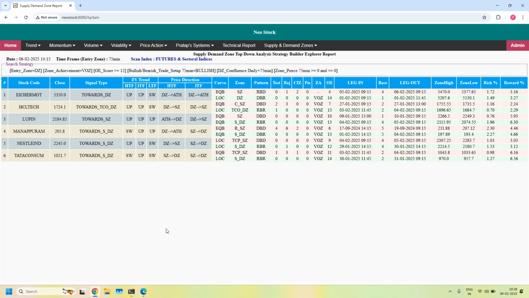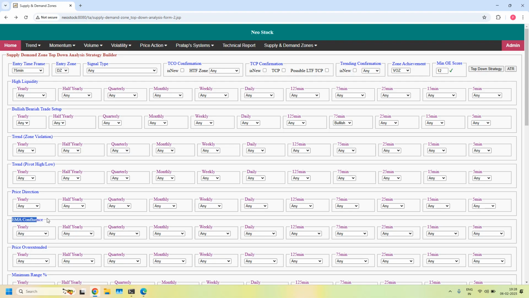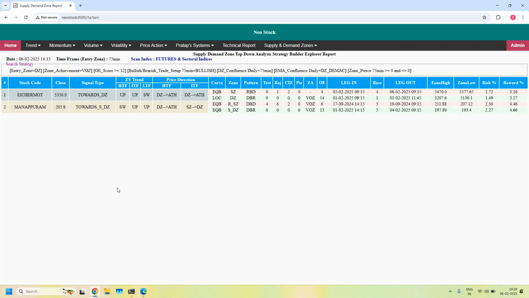Because 75 is overlapped with the daily, let us look for whether the daily zone has daily EMA confluence. In the EMA confluence at daily time frame, daily demand zone having daily EMA confluence. Already trend is uptrend. So 2 stocks are filtered. The daily trend is up. So these 2 are even more high probability trade setups supported by demand zones.